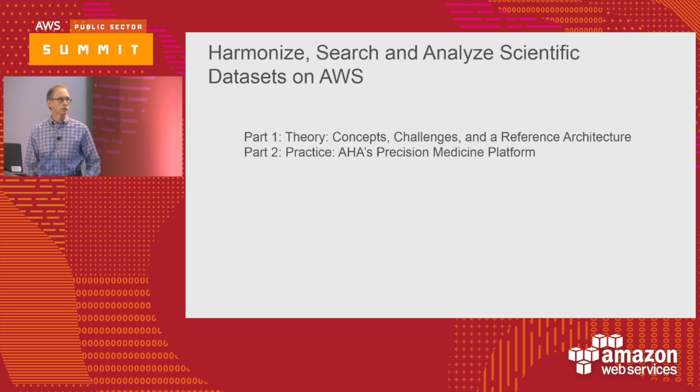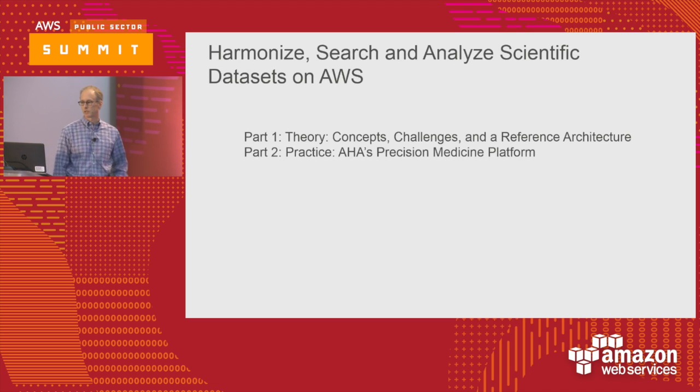So the title of our talk today is Harmonize, Search and Analyze Scientific Datasets on AWS. It's all about creating opportunities for your researchers and data scientists to uncover and share new insights. We split the session into two parts. In the first part, I'll introduce some of the concepts and challenges around dataset harmonization, search and analysis, and I'll show you briefly a reference architecture that helps to address some of these challenges. I'll try and keep my part of the talk to under 20 minutes so that we can quickly get to part two when Dr. Kashout is going to tell us about the recently launched AHA Precision Medicine platform. He'll tell us why this platform is important and how it applies the concepts of harmonization, search, and analysis to ultimately help save people's lives.